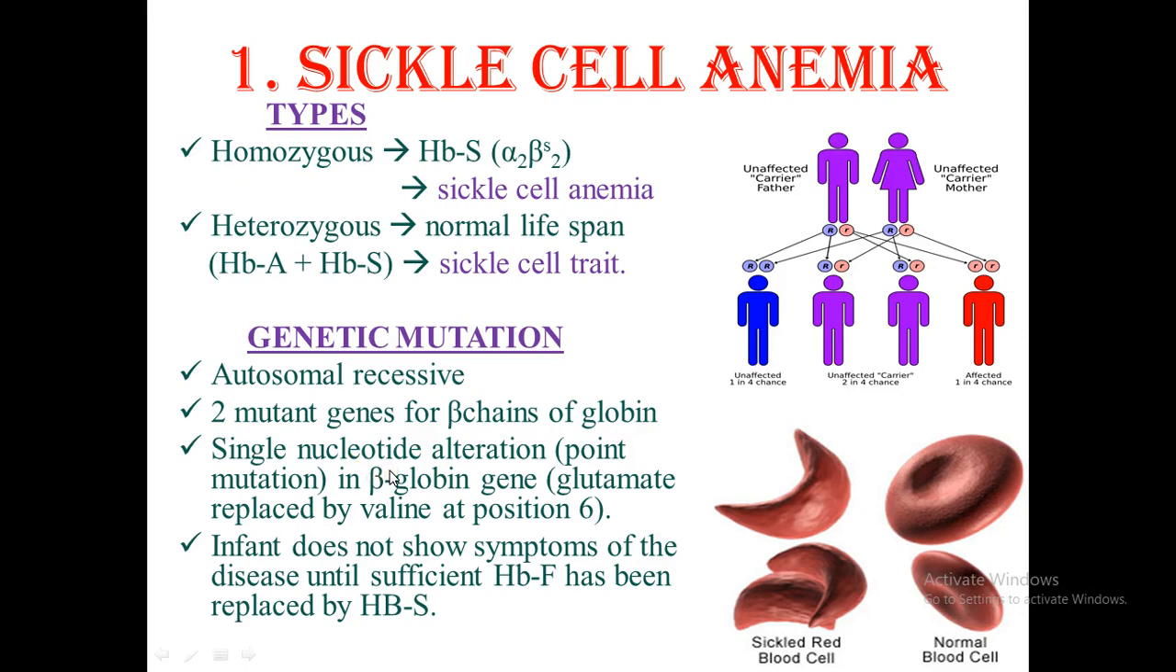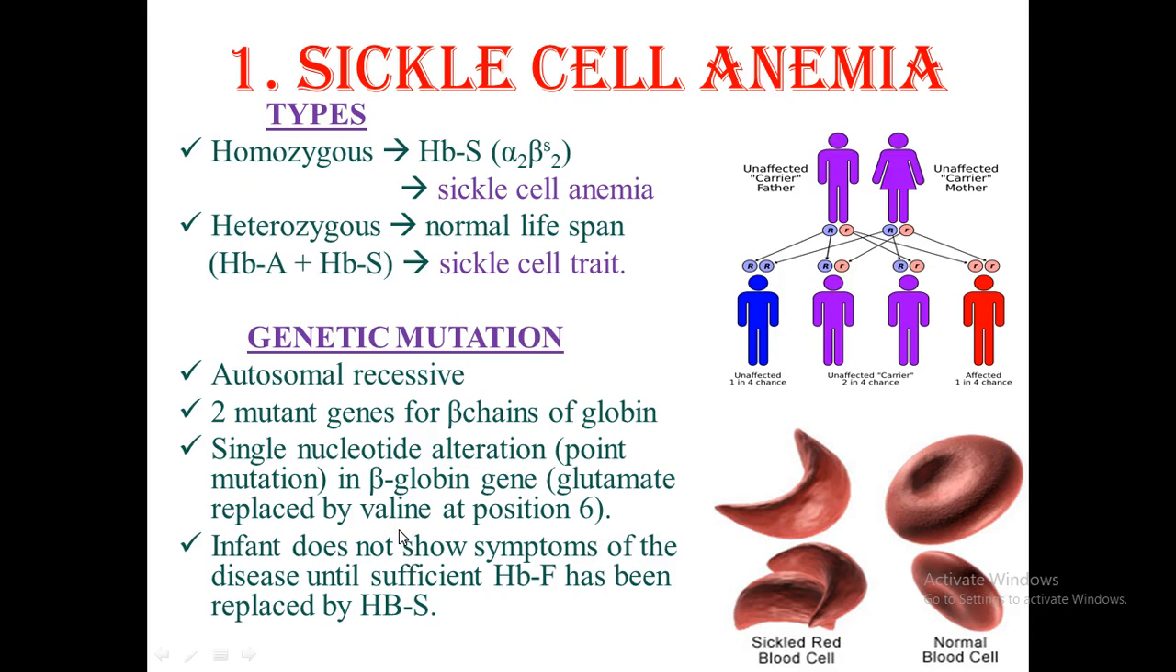What is the actual genetic mutation in sickle cell anemia? There is just one nucleotide which is altered in the gene, so this is called a point mutation. In the beta globin gene, at position 6, where glutamic acid is normally present, it is replaced by valine. What is the difference? Glutamic acid, as we all know, is an acidic amino acid. Valine is not. And hence, this leads to the formation of fibers inside the red blood cell.